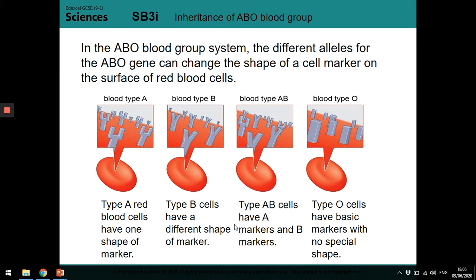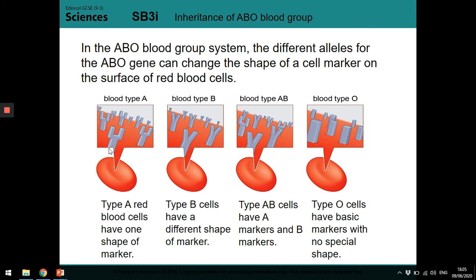Now, blood type is very different to something you've learnt before. Previously, when you've looked at inheritance of traits, you've looked at dominant and recessive alleles. In this, we actually have something called codominance. So if you inherit the A allele and the B allele from your mum and dad, then both are dominant, and so therefore you would end up with the AB phenotype. I'll go into that a little bit more when I show you the Punnett squares later.